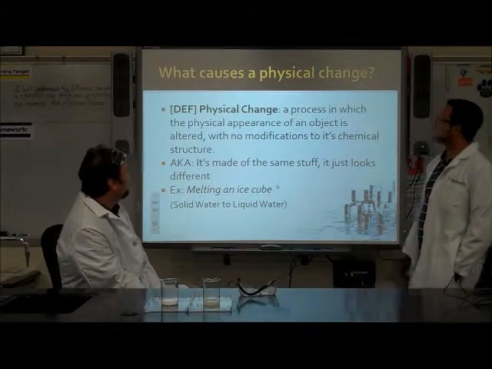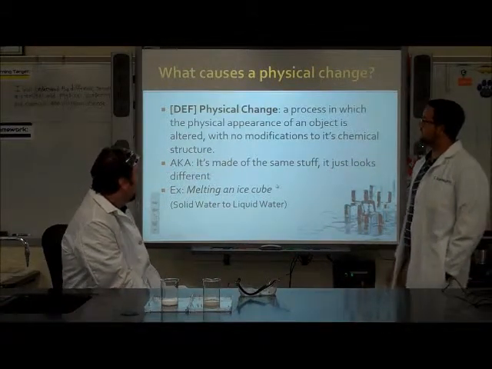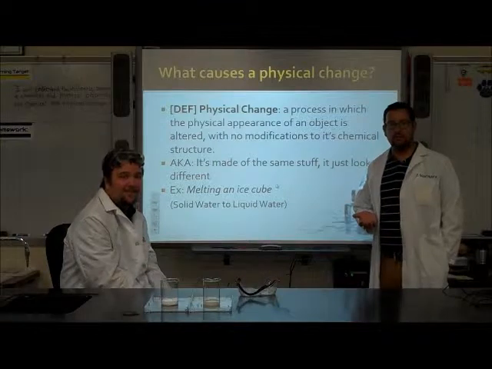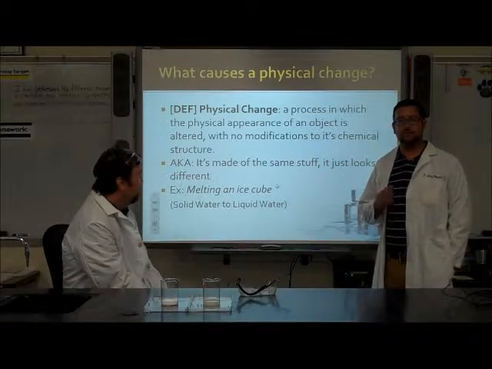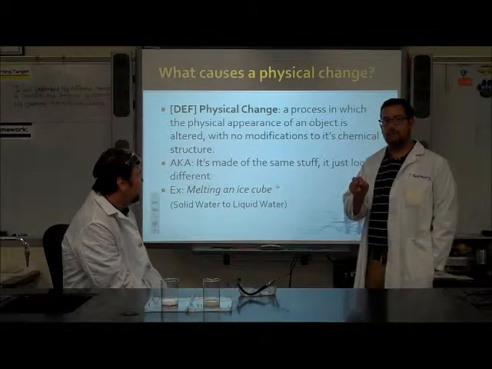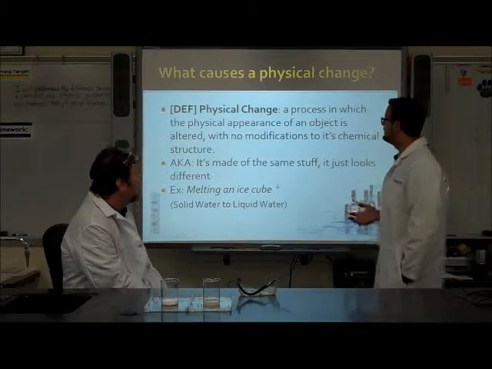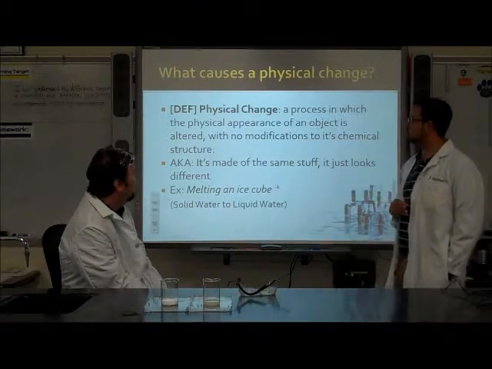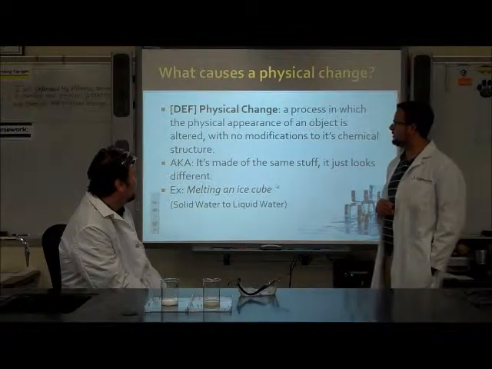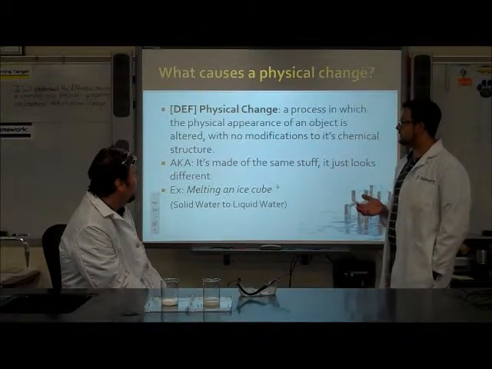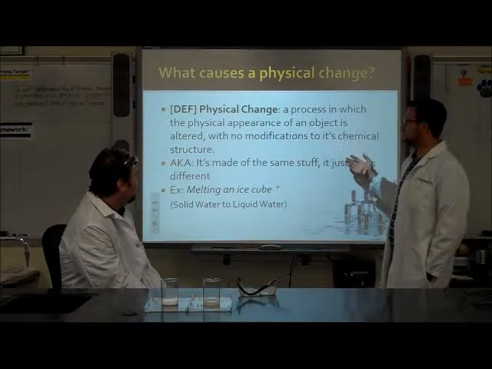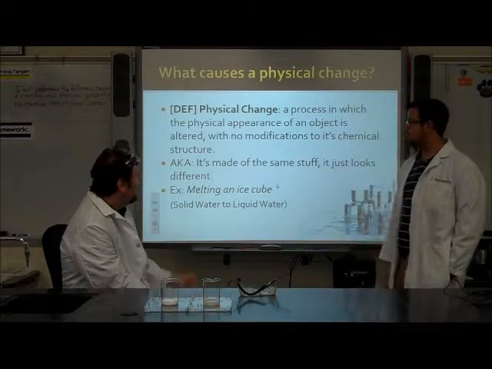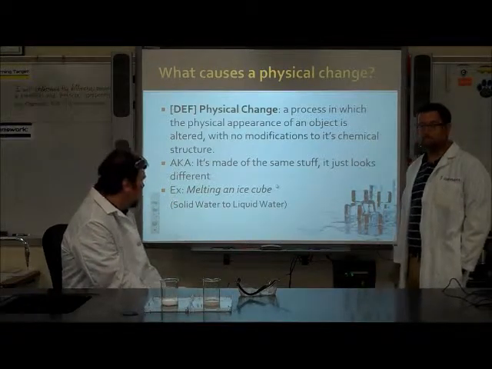Alright, what could cause a physical change? Now remember, we had chemical changes before. Okay, physical changes are different. So we're not actually experiencing a change in the materials, but you're going to see a change in appearance somehow. So a physical change is a process in which the physical appearance of an object is altered or changed with no modifications to its chemical structure. So it's made of the same stuff, it just looks different.